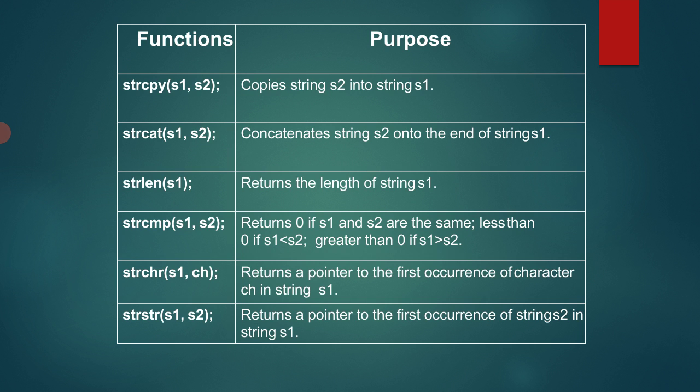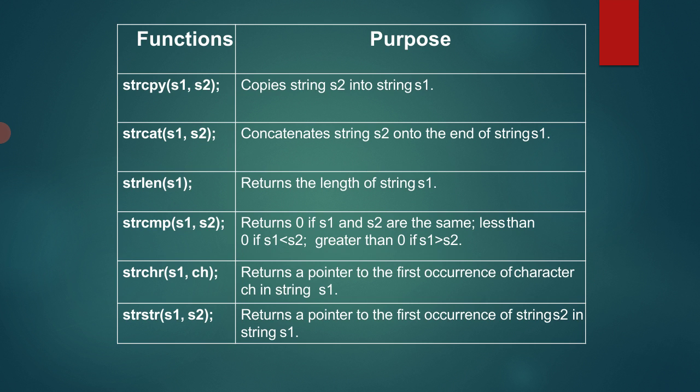Next is strchr(s1, ch). It returns a pointer to the first occurrence of character ch in string s1. So the strchr function is basically used to find the location of a specific character. According to this example, we have checked the occurrence of ch, so it will find the occurrence of ch.